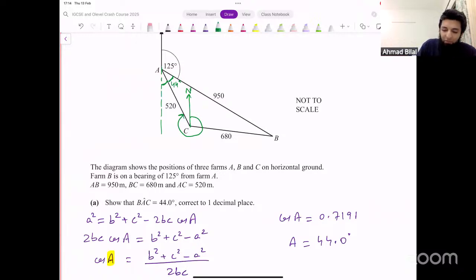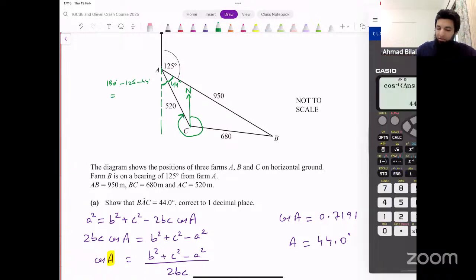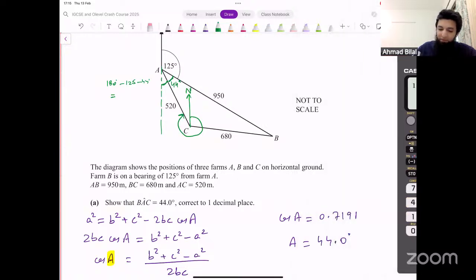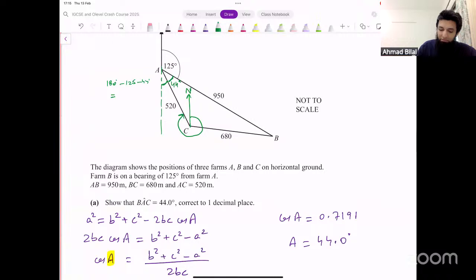This turns out to be 180 minus 125 minus 44. And that's going to give us this angle here. Let's see what that is. 180 minus 125 minus 44. And that angle is 11 degrees. Okay, so this angle here is 11 degrees.